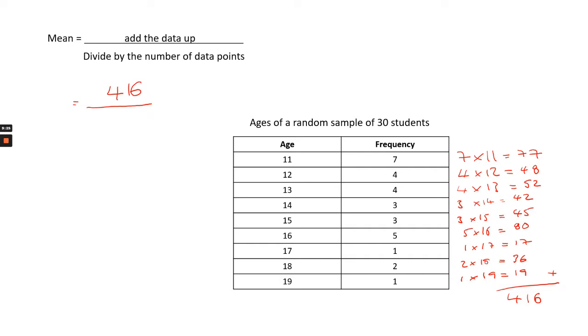Now the number of data points, I'm told it in the question. Sometimes we won't be told it, so I'm going to have to add up all my frequencies. The total frequency will be 30, because there's 30 students in total. So I need to divide this by 30. So if I do 416 divided by 30, I'm going to get 13.9 years.